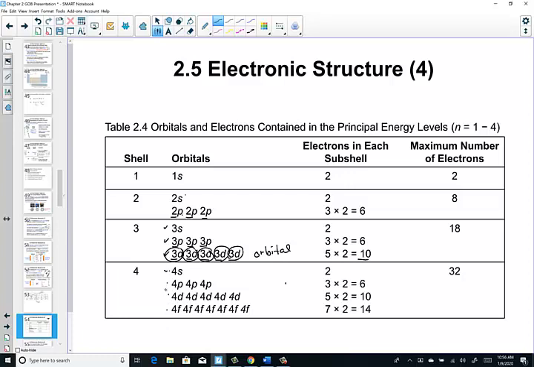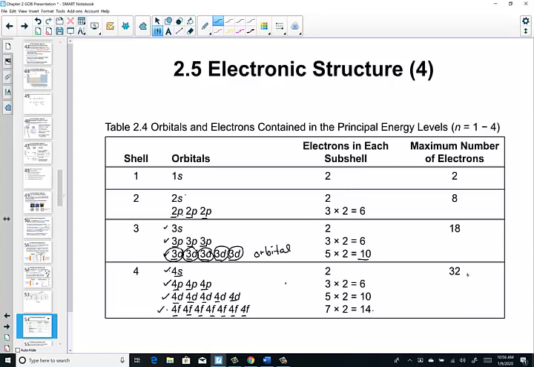Again, the fourth energy level has 4 different subshells. We have an S-shaped cloud, a P-shaped cloud, a D-shaped cloud, and an F-shaped cloud. S has 1 spatial orientation. P's have 3 different spatial orientations. D's have 5, and the F-shaped clouds have 7 spatial orientations. And that means it can hold up to 14 electrons, giving us the 32 we calculated in that last row.